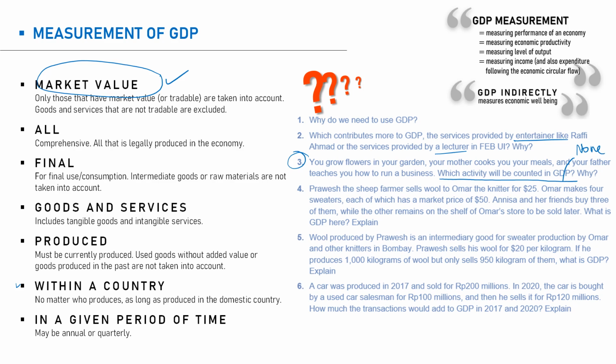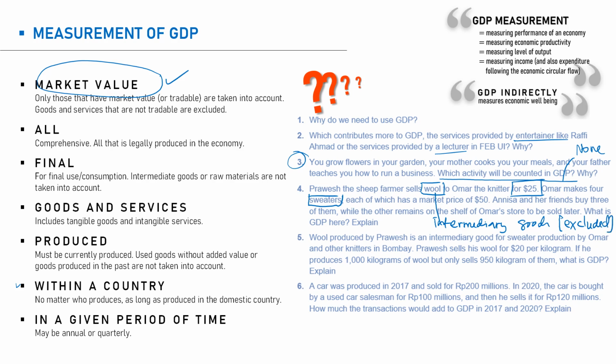And how about number 4? Look at this. There are two products produced. First is wool, and secondly is sweaters. As for wool, wool is an intermediary good. Why do we know it is an intermediary good? Because look, the wool sold to Omar from Prowess is used to produce sweaters. So wool is an intermediary good. Since it is an intermediary good, the sales of wool worth $25 will be excluded from the GDP calculation.